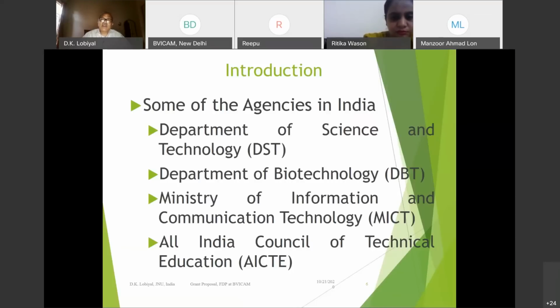in different areas of science and technology, and we have the Department of Biotechnology, which provides funds for development of biological research, life science related and biotechnology related, molecular medicine, a lot of areas. And funds run in crores as well, from lakhs to crores, depending on the requirement and project size.